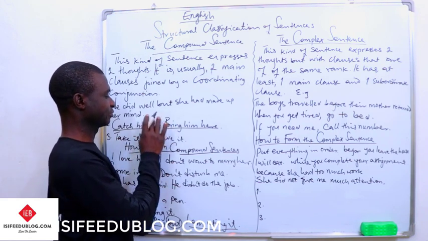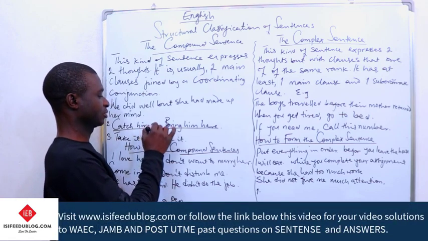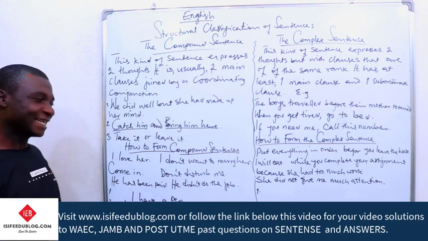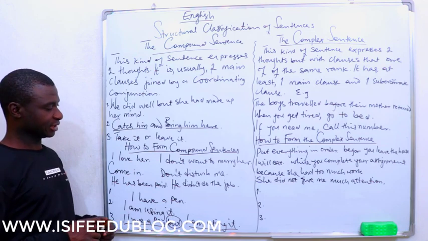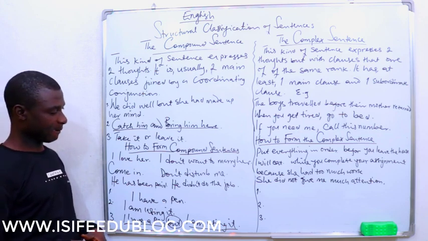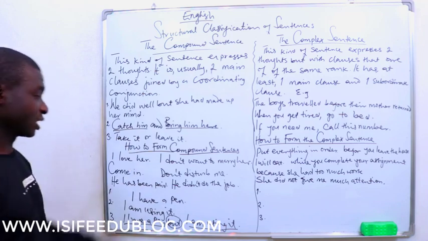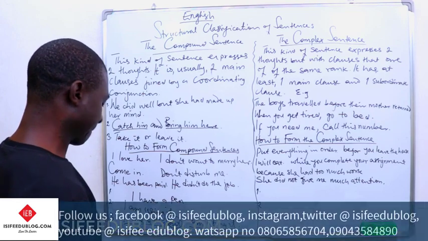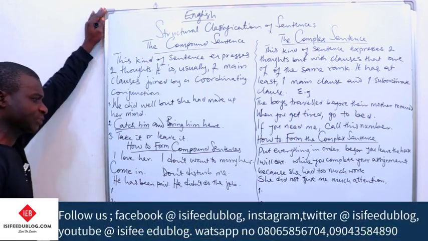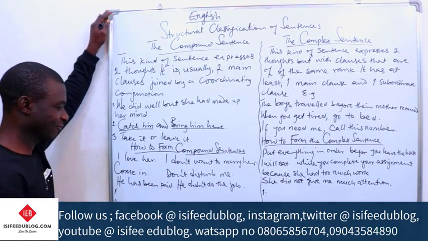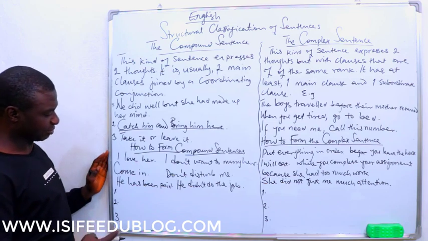Next example. Take it or leave it. Take it or leave it. That's a compound sentence. It's your choice. How do we form the compound sentence? Of course, I have given you the hint to further deepen your knowledge on how to form compound sentences. I have put this on the board for you.